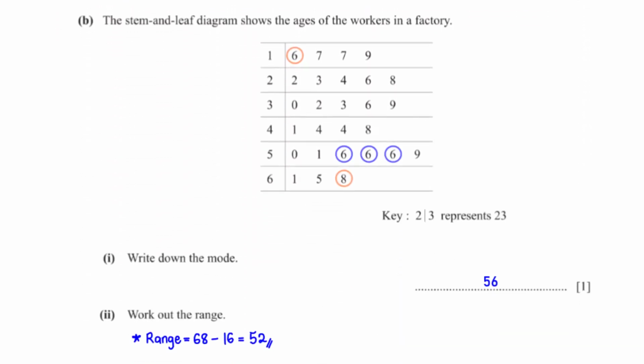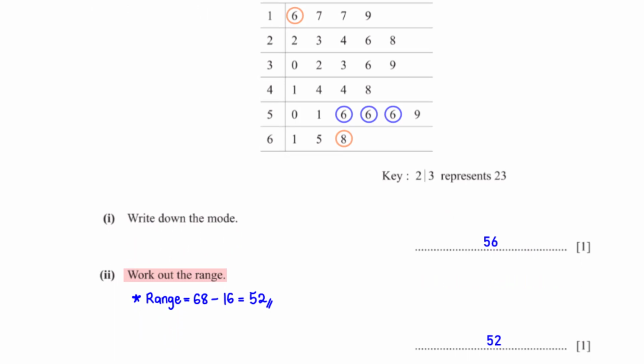The stem and leaf diagram shows the ages of the workers in a factory. Write down the mode. For the key, 2|3 represents 23. The mode is the number that appears the most, and that is 56. Work out the range. The range is equal to the highest number, which is 68, minus the lowest number, which is 16. 68 minus 16 gives us 52.